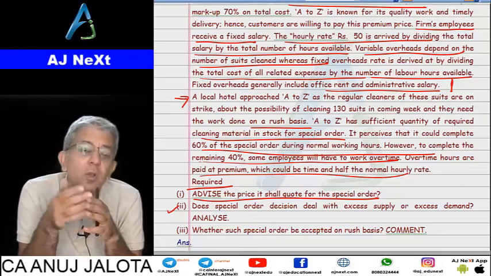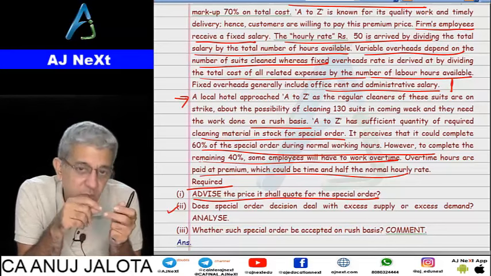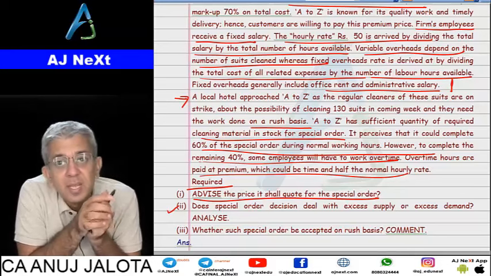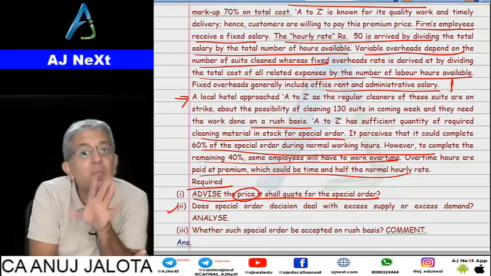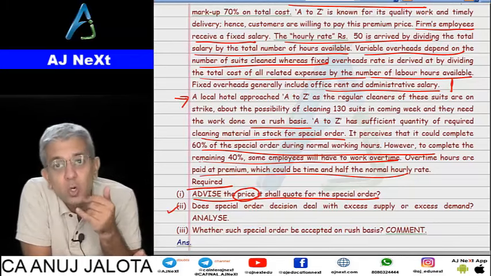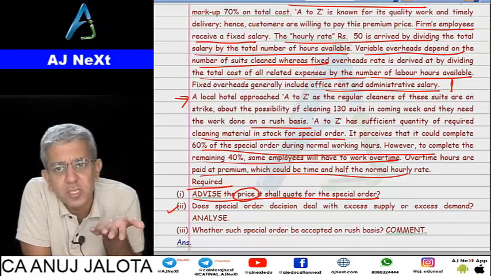But somebody can always say, no sir, there is a chance that we will be getting long-term contracts. So let's try to quote as less as possible. In that case, what I can try to say is, let me try to fix the minimum price first, and then I'll talk of all these things. So the minimum price for this order will be the extra cost that you all will incur.